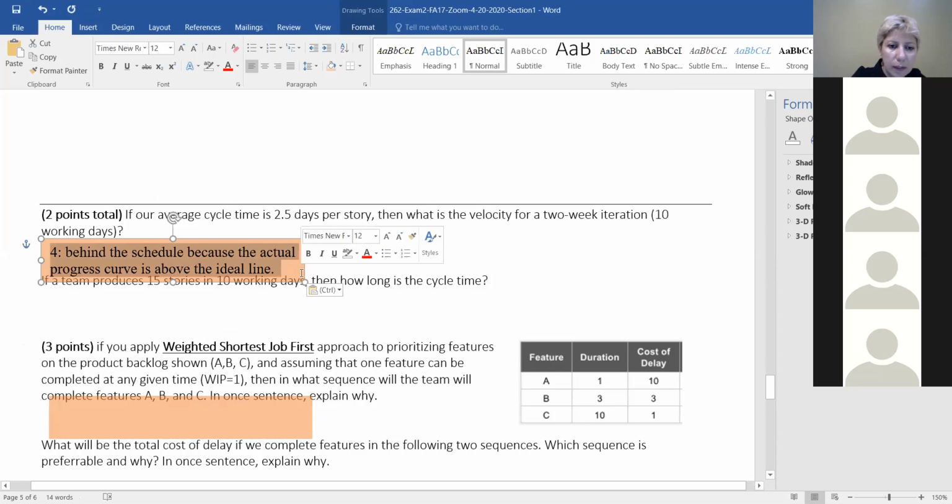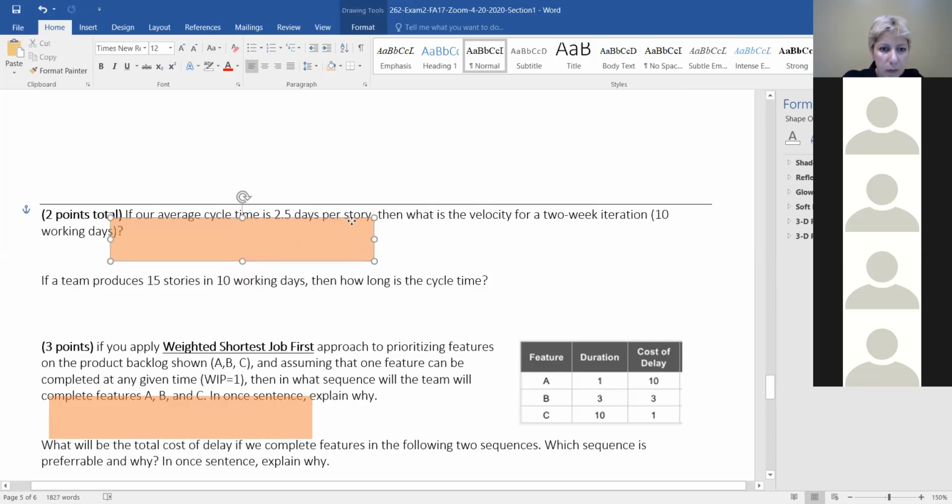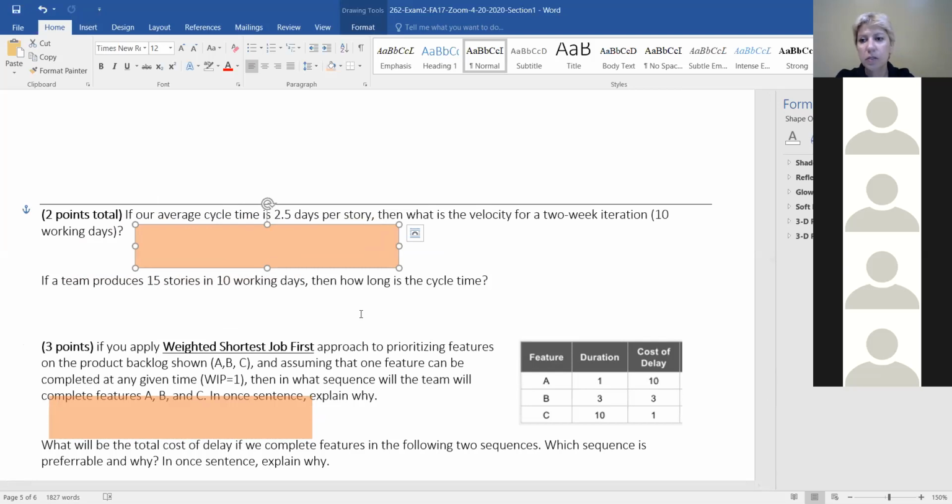I ask for volunteers. If not, I'm going to ask someone to answer. If our average cycle time is 2.5 days per story, that's how much it's on average taking us to finish a story, then what is the velocity of a 2-week iteration which has 10 working days? So we take on average 2.5 days per story. Now we have 10 days. How many story points do we get done?